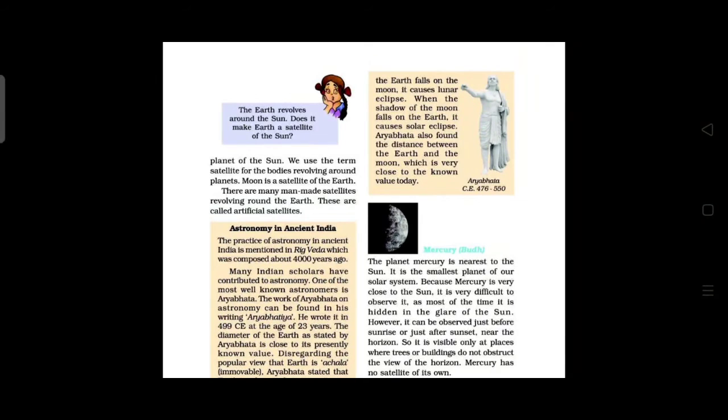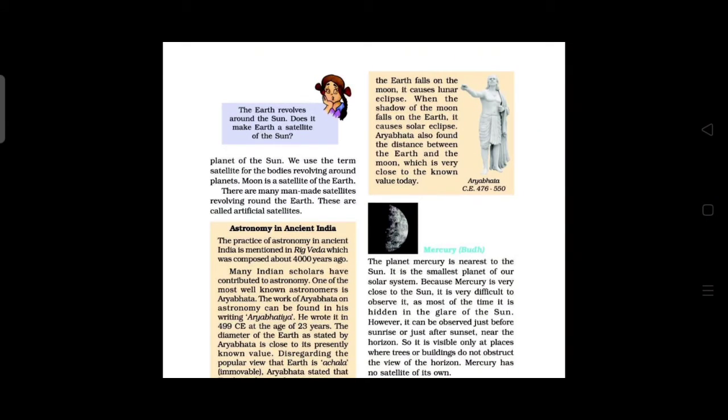It is an artificial satellite. Any celestial body revolving around another celestial body is called what? Satellite. Here there are artificial satellites also. It is made of what? Men. Men only made many satellites, so we are calling it man-made satellite or artificial satellite.